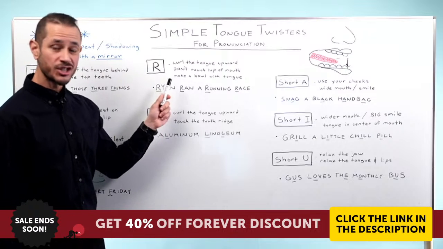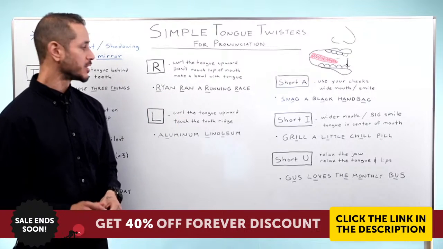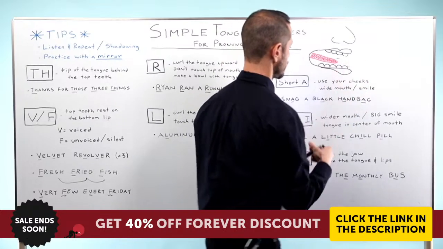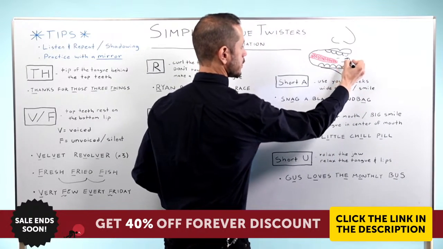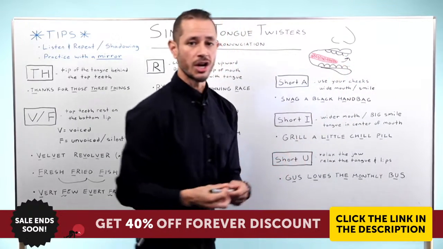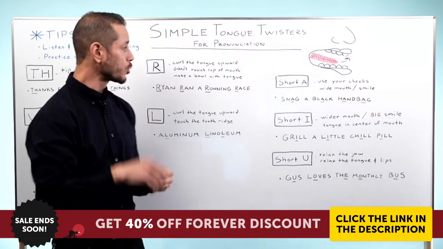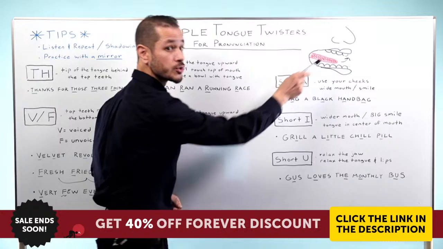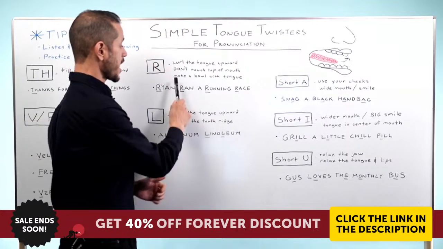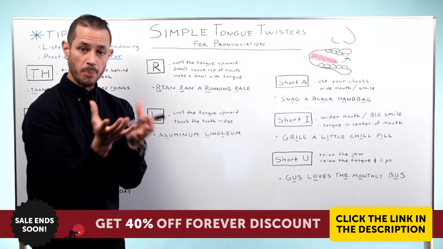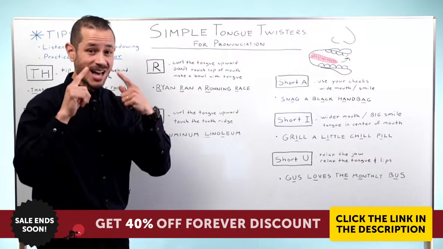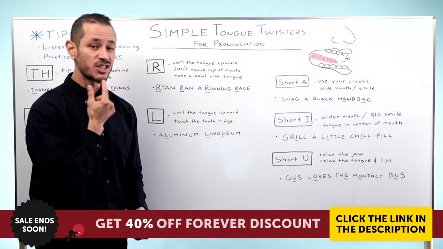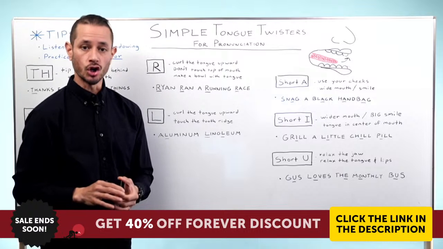So for the letter R in English, you want to think of curling the tongue upward. Curl the tongue upward, but do not touch the top of your mouth. Do not touch it. You want to think of making a bowl. Make a bowl with your tongue. So curl the sides, curl the front, and you can think of extending the jaw also.